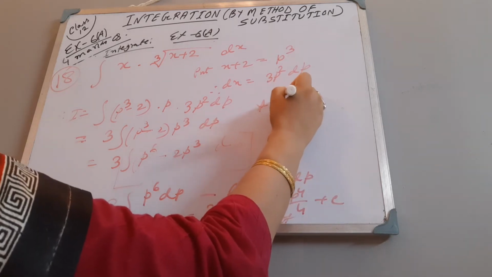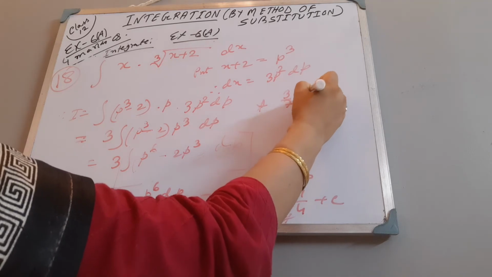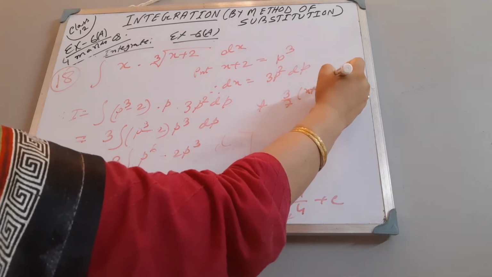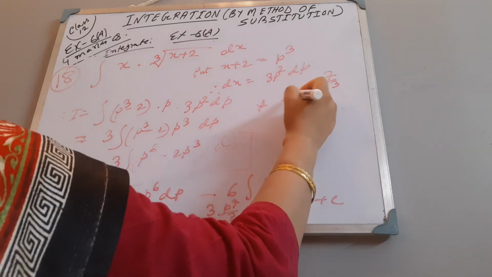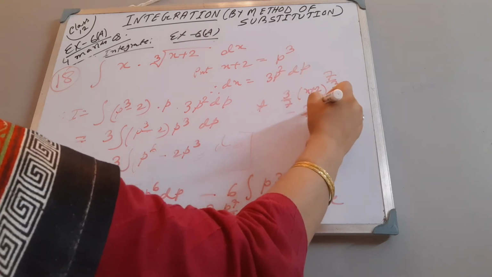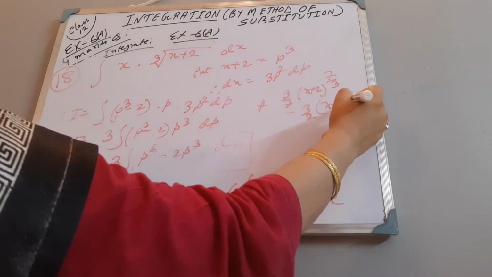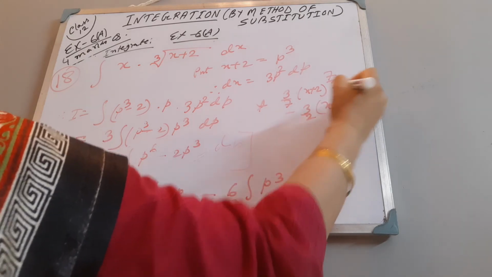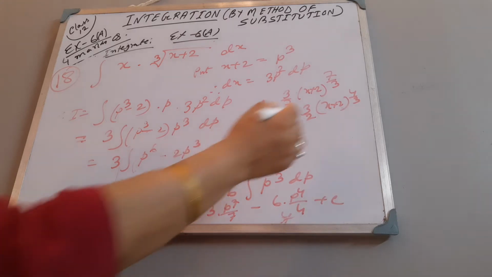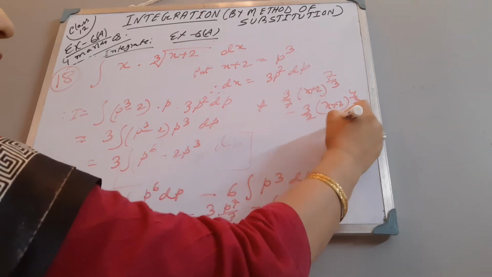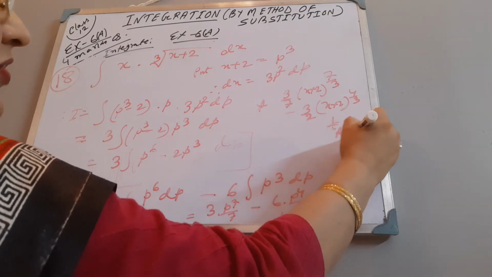The answer we will get is 3 by 7 (x plus 2) to the power 7 by 3 minus 3 by 2 (x plus 2) to the power 4 by 3. Why? Because p cube is equal to x plus 2, and p to the power 4, obviously, will be (x plus 2) to the power 4 by 3, plus c. Don't forget to write the constant of integration, it's very important.